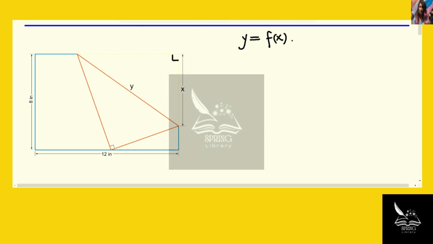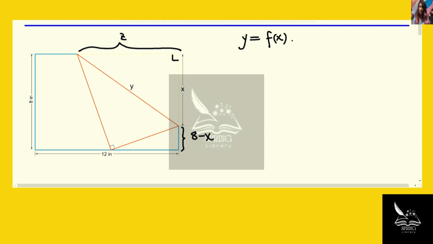We have this length we are going to call z. That is the length of this dotted line here. The other dotted line is x, and this diagonal red line is y. So we know that here we have the total length minus x, that is 8 minus x.